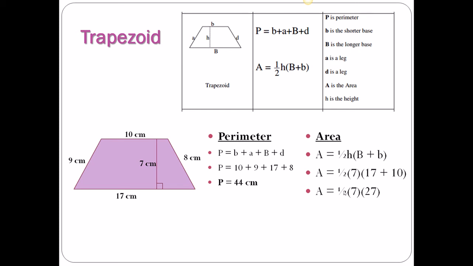So I'm going to do half of 7. And what's half of 7? 3.5. And then I'm going to multiply 3.5 times 27. I don't have that memorized. I know it's over 81, but you can use your calculator. So it's 94.5. And again, area always has centimeters squared. All right, trapezoid. Woohoo! Let's go to triangle.